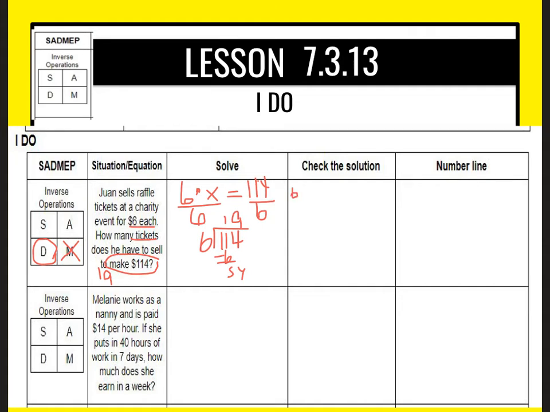I can always check my solution by substituting it into my equation, and 6 times 19 is equal to 114. Does 114 equal 114? Yes, this is true, so the solution of 19 is correct. On a number line, how do I graph 19? Well, 19 is a positive whole number, and it's to the right of 0, so 19 is my answer.